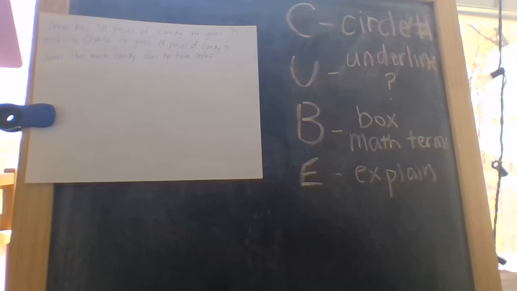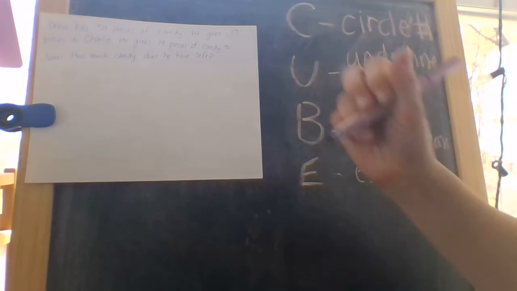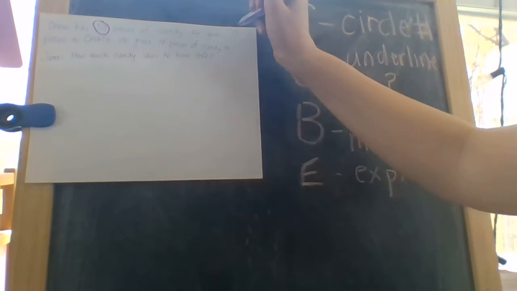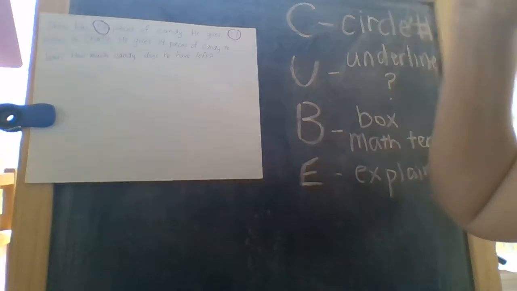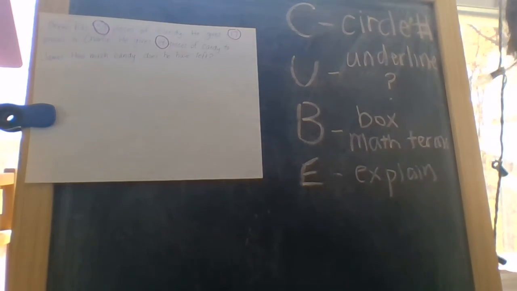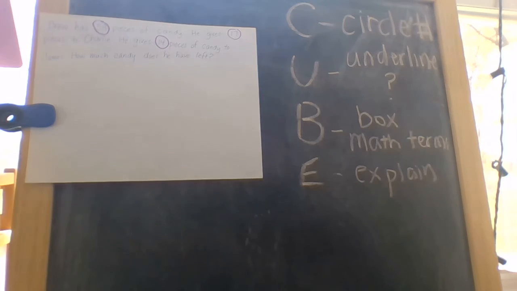Drew has 58 pieces of candy. He gives 17 pieces to Charlie. He gives 14 pieces of candy to James. How much candy does he have left? Okay, so I'm going to go back and look for the numbers. So I see 58 pieces, I see 17 pieces, and 14 pieces. Those are all of my numbers in the problem.